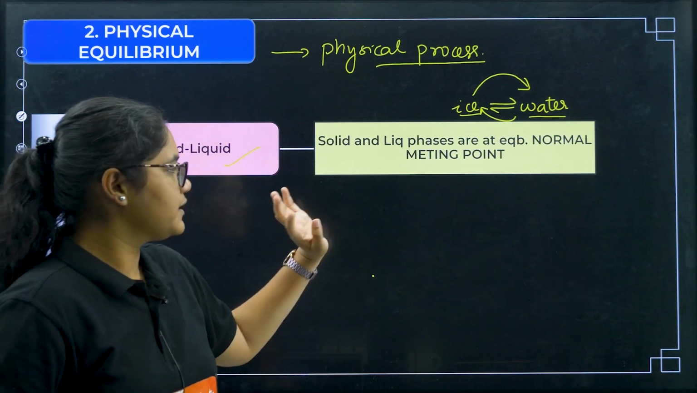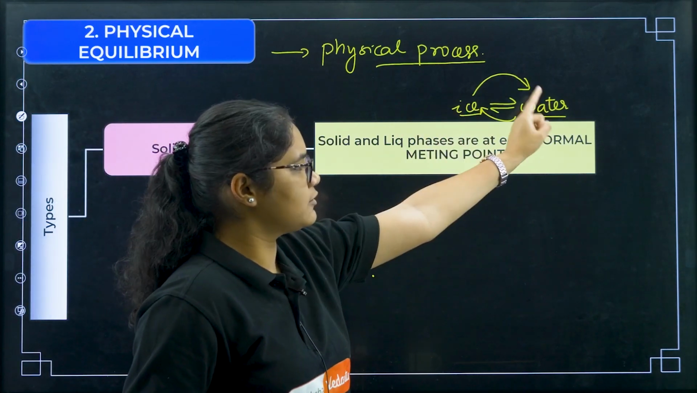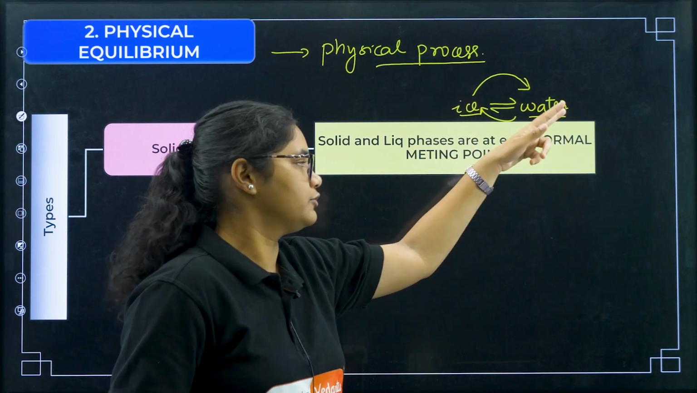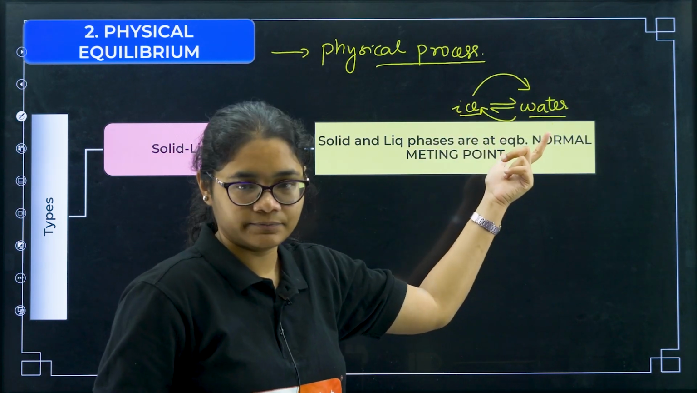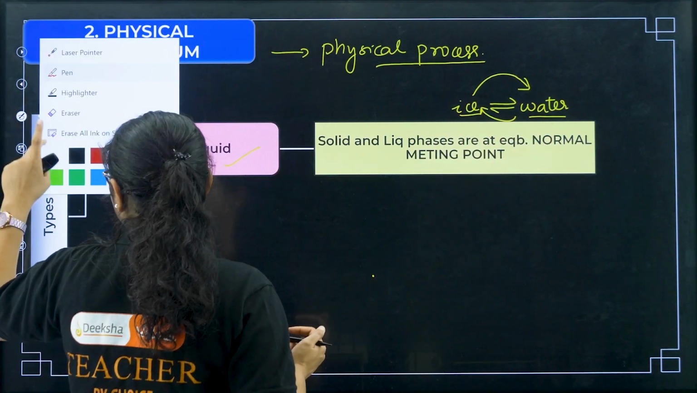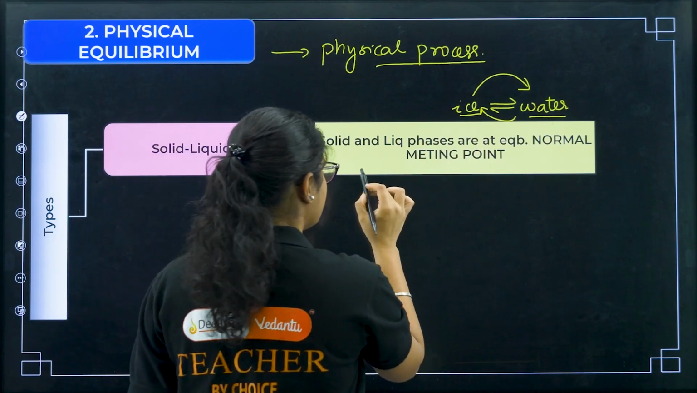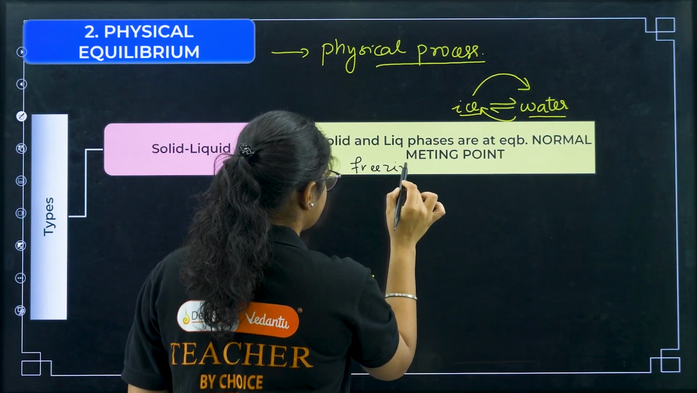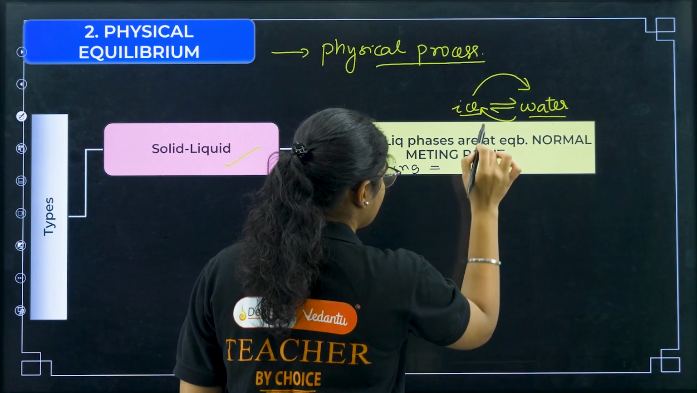Now the same thing appears. Suppose 2 molecules of ice are converting into water, then 2 molecules of water should freeze to give you ice. Then what is the process here? Now here the freezing rate should be equal to the melting rate.